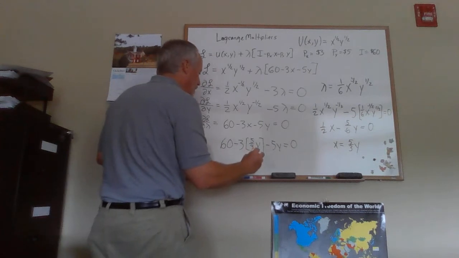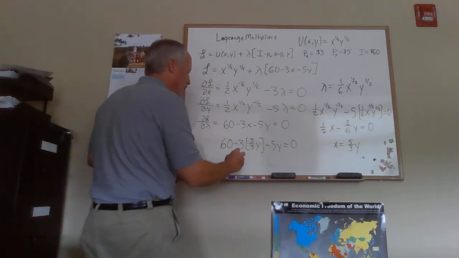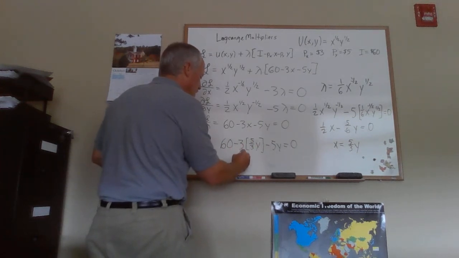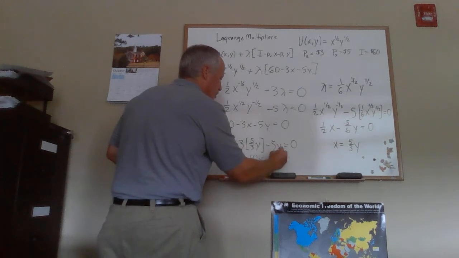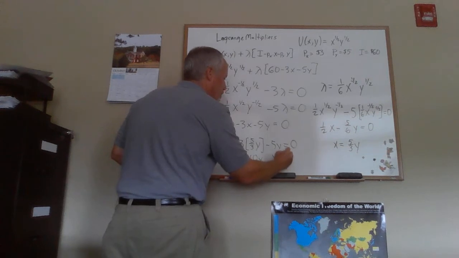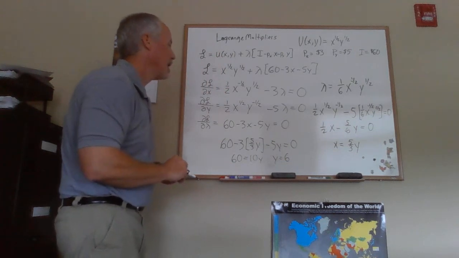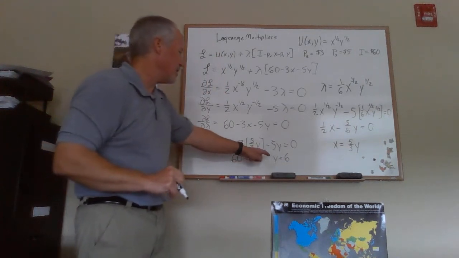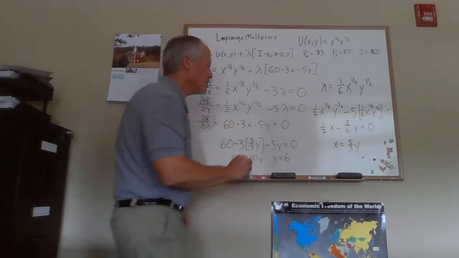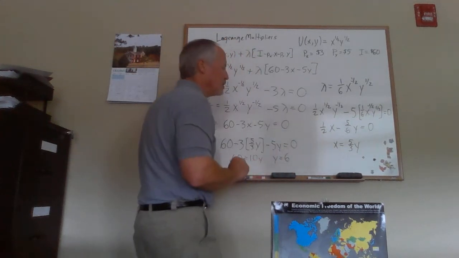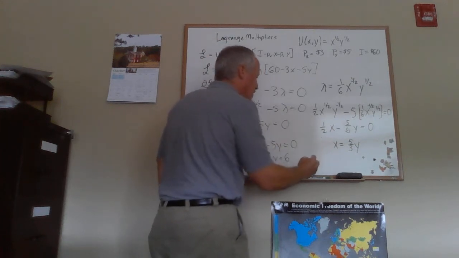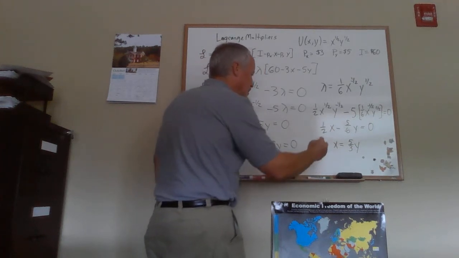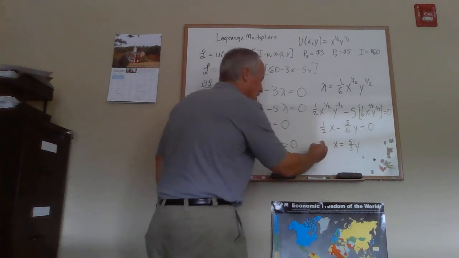And then what we'll get here is that those 3's cancel. You have 60 is equal to 10y. y is going to be equal to 6. And then you have a numerical answer for y, and then you have to come over and get the numerical answer for x. x is going to be 5/3 times 6, and that's going to be 10.